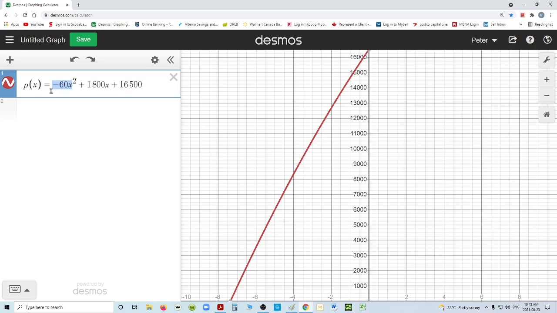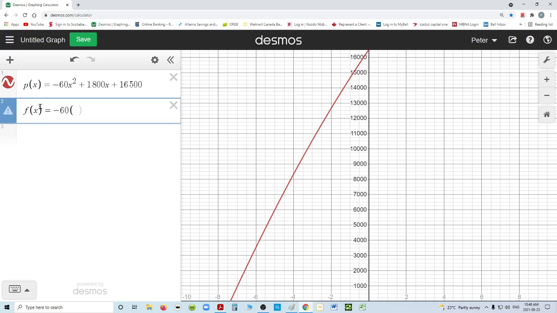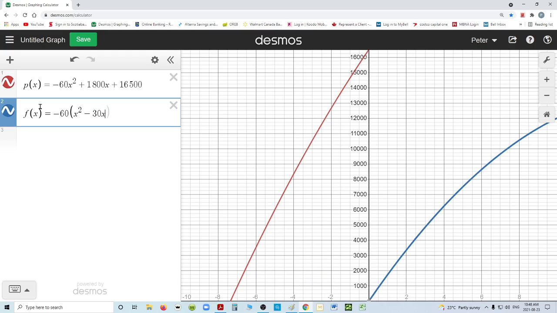One of the things you've got to do right away is take out that minus 60. So you get x squared minus 30x, and then you can just do like that, plus 16,500. There we go. So that's the factored form of it. Now that I've got it like that, I can easily come up with my vertex format. It's going to be half of that.